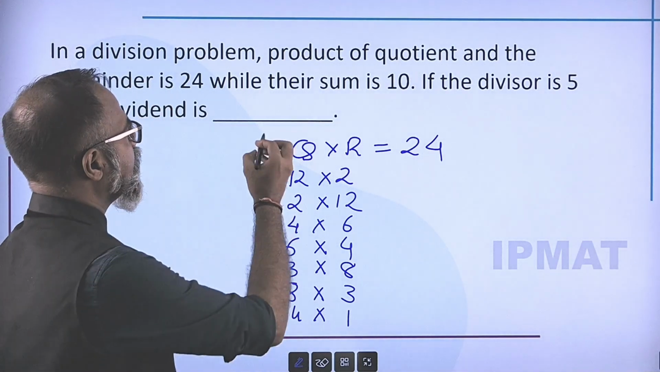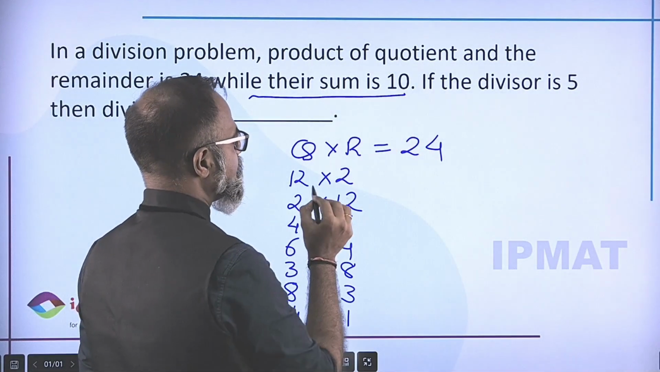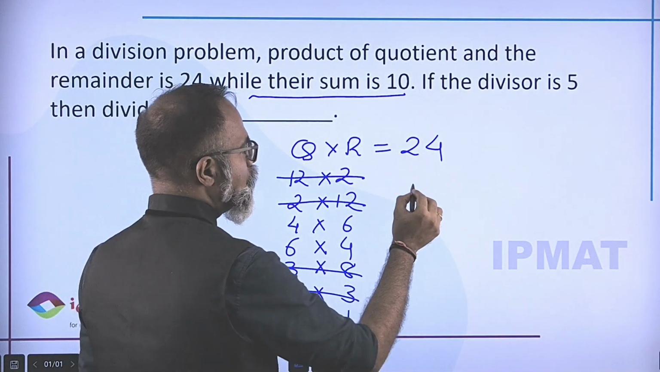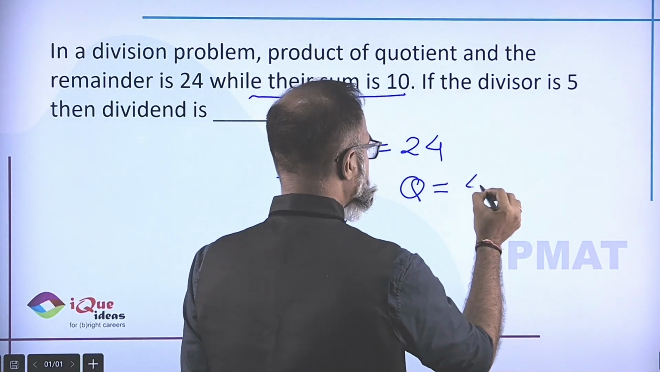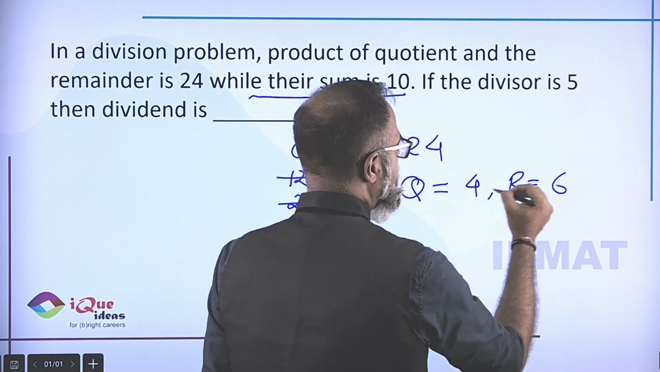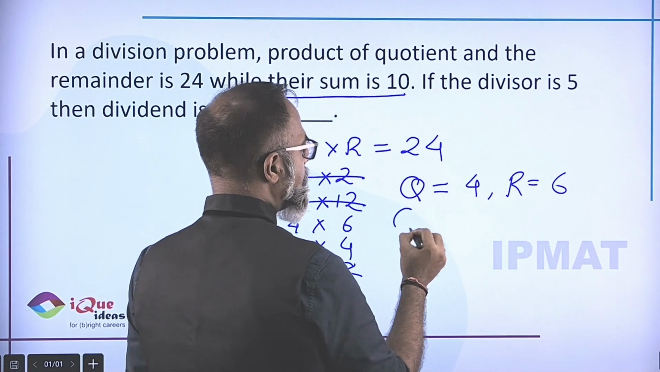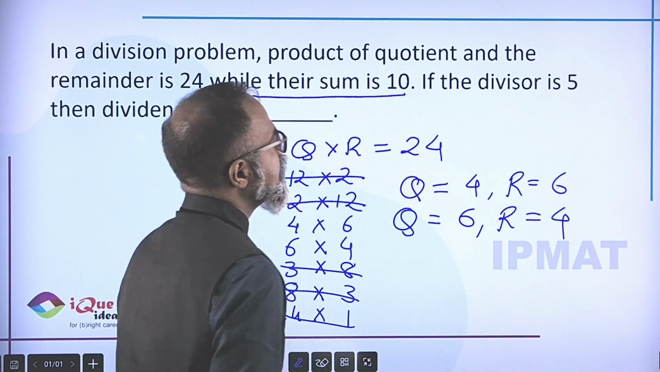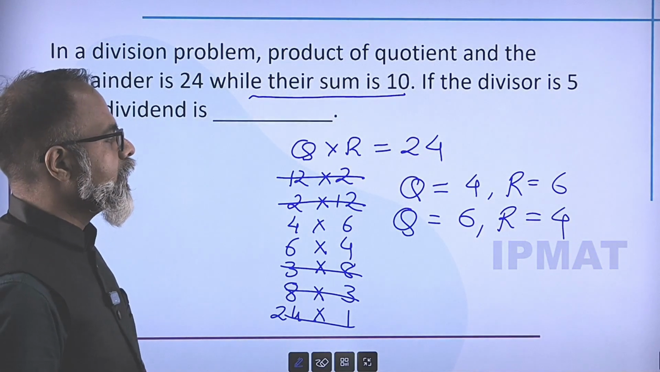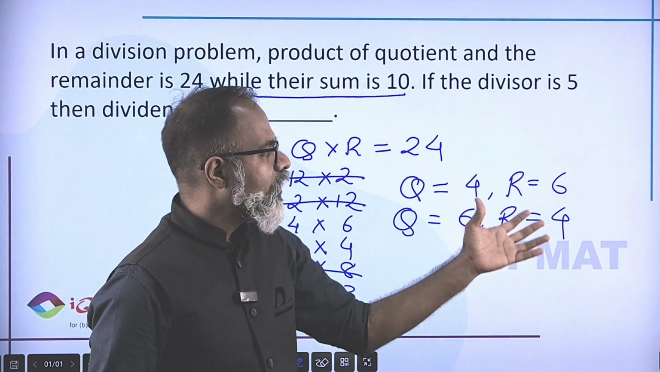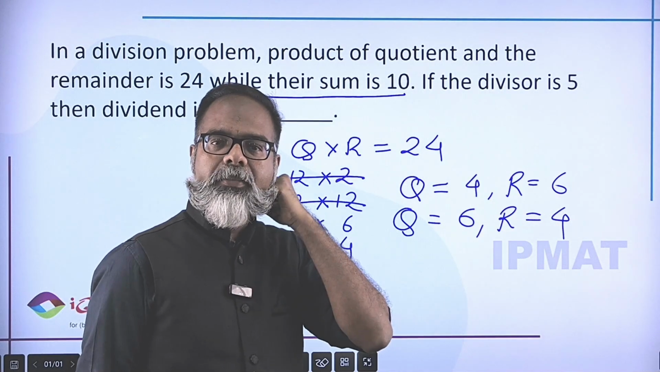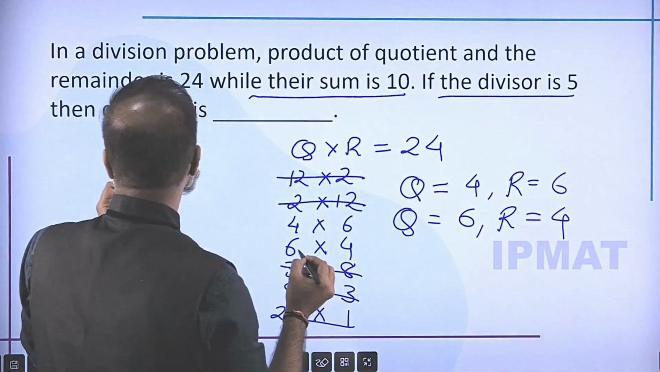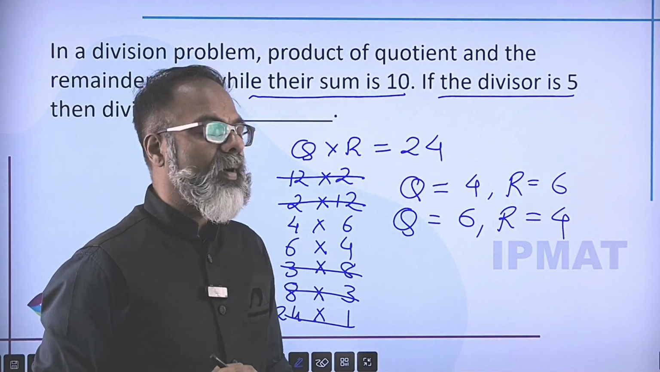But the second part, which says that the sum of these two numbers must be 10, automatically helps me eliminate all the other options. So either my quotient is 4 and my remainder is 6, or my quotient is 6 and my remainder is 4. Correct? So how do I determine which one of these two options can be my answer? Well, the next part, that the divisor is 5, is the useful part.